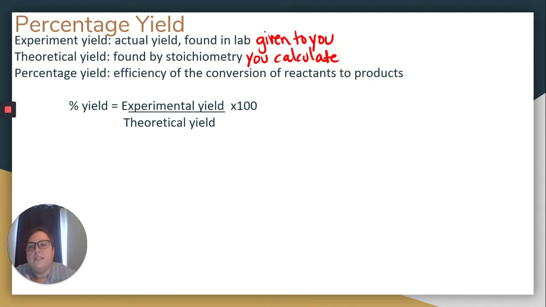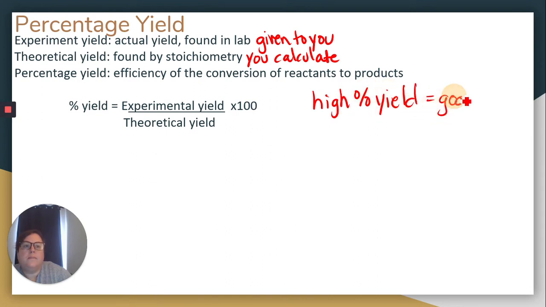And then when we divide them and multiply by 100, that gives us the percent yield. So we want a high percent yield. A high percent yield tells you that you've created most of your product, that you didn't waste anything. So if we're working in industry, we would want a high percent yield because then that means we're not wasting money with our reactants. All right, so we only have one example to work through.